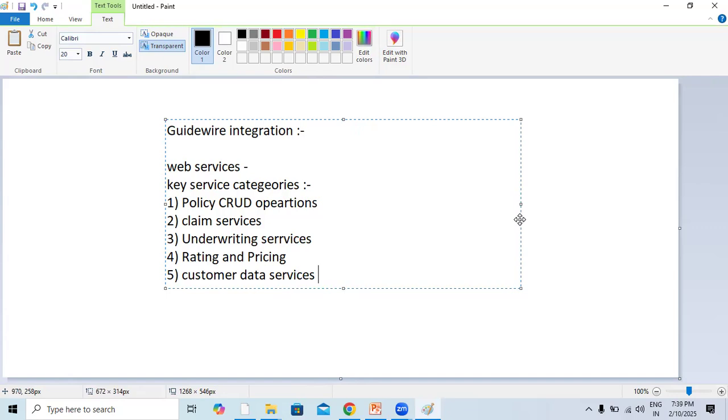So these are the key service categories which are part of web services as far as Guidewire integration is concerned. From the development perspective we should know them, because whichever kind of API we are using, it can be a RESTful API, which we majorly use, a Web API, a SOAP API or something else. These are the service categories we must be good and familiar with.